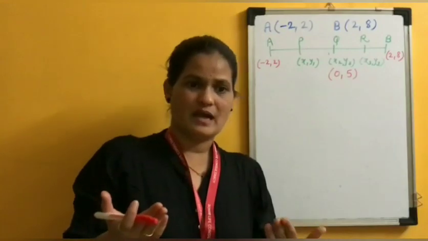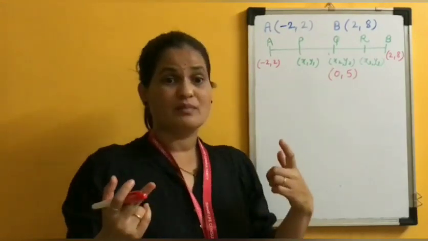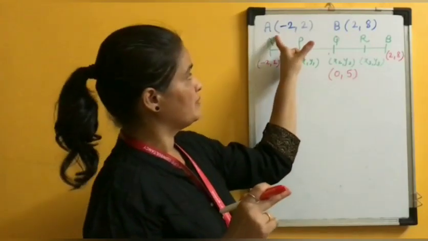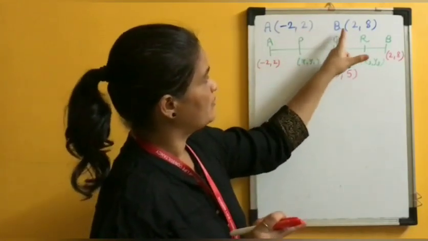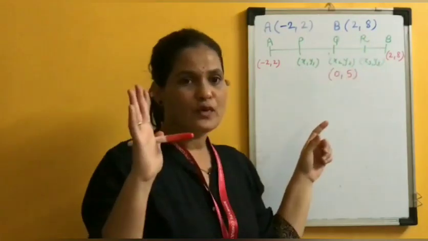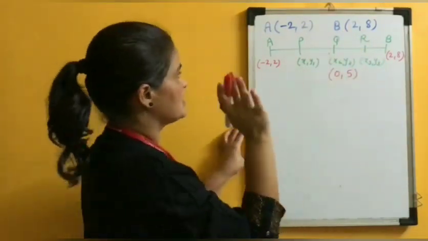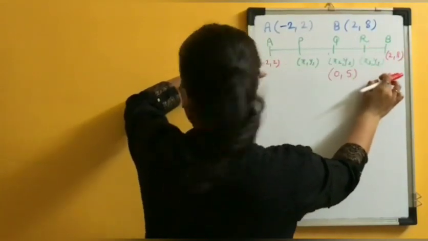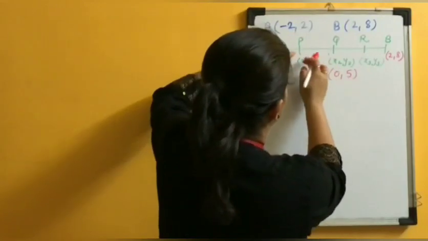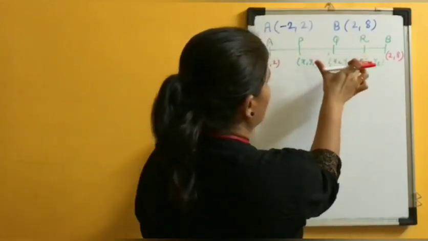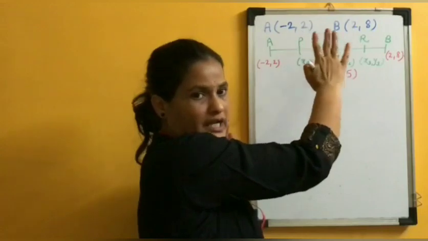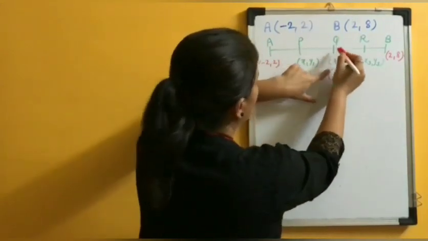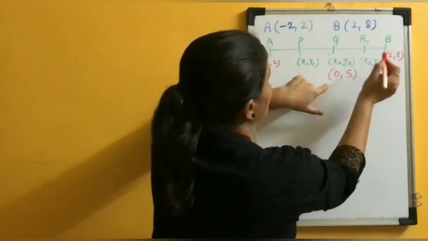Let's take one more example. Find the coordinates of the points which divide the line segment joining points A(-2, 2) and point B(2, 8) into 4 equal parts. So let us assume this is the segment AB, and the points are given as (-2, 2) and (2, 8). Let's assume these are P, Q and R. These are the 3 points which make the 4 equal parts. So let's assume that P is (x1, y1), Q is (x2, y2) and R is (x3, y3).